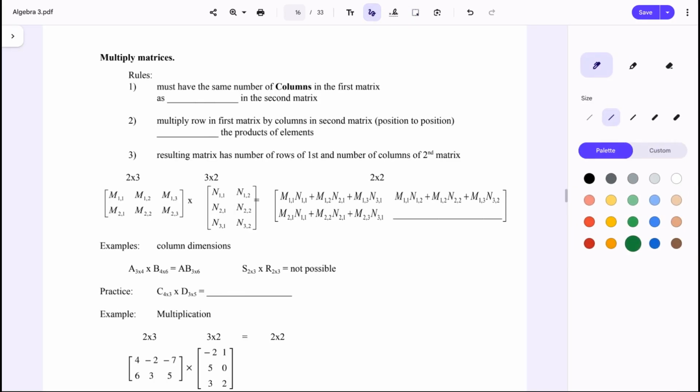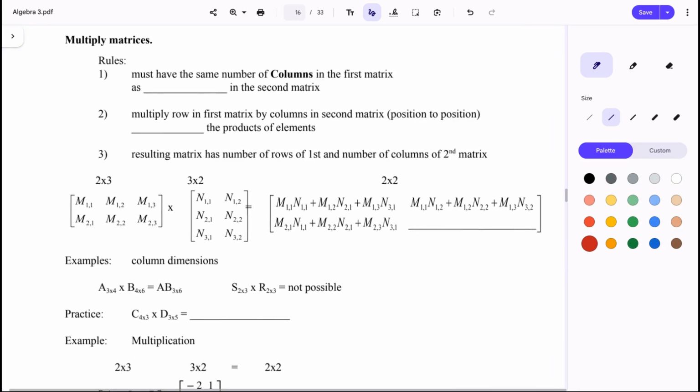We can't just multiply the elements inside of a matrix and make them be equal. It doesn't quite work that way. So we need to talk about what has to happen on your matrix, like what you have to check for before you can even do your process. So the rules say that when you're looking at two matrices, they have to have the same number of columns in the first matrix as rows in the second matrix.